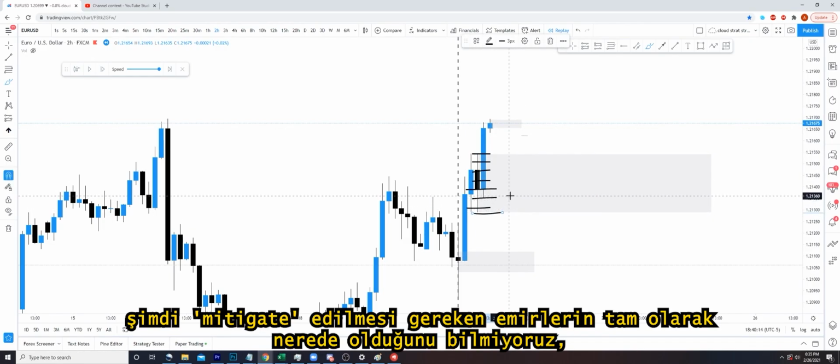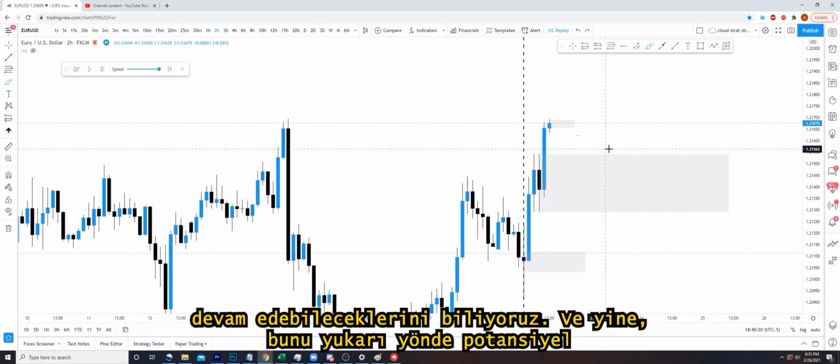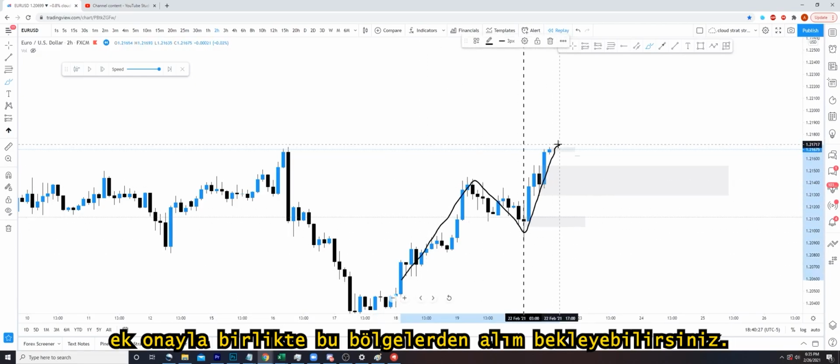And we don't know where those orders that need to be mitigated are inside here, but we know that they can come into here and continue, or deeper into it and continue. And again, once you start partnering that with potential candlestick structural shifts to the top side, then you can maybe expect buys from these areas with additional confirmation.